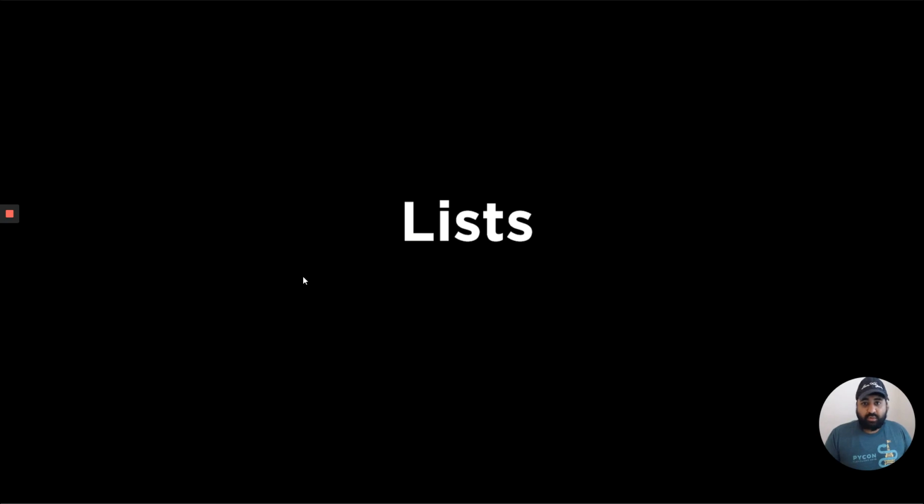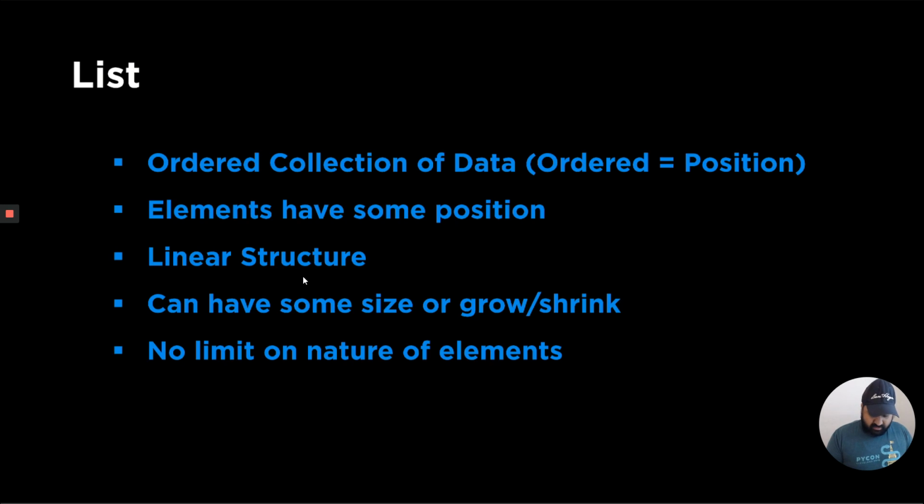In the previous video, we defined what are ADTs or abstract data types. In this video, we are going to cover the first ADT that we'll encounter in this course, which is the list ADT. So a list ADT basically describes an ordered collection of data, where ordered means that there's some position that's available to an element.